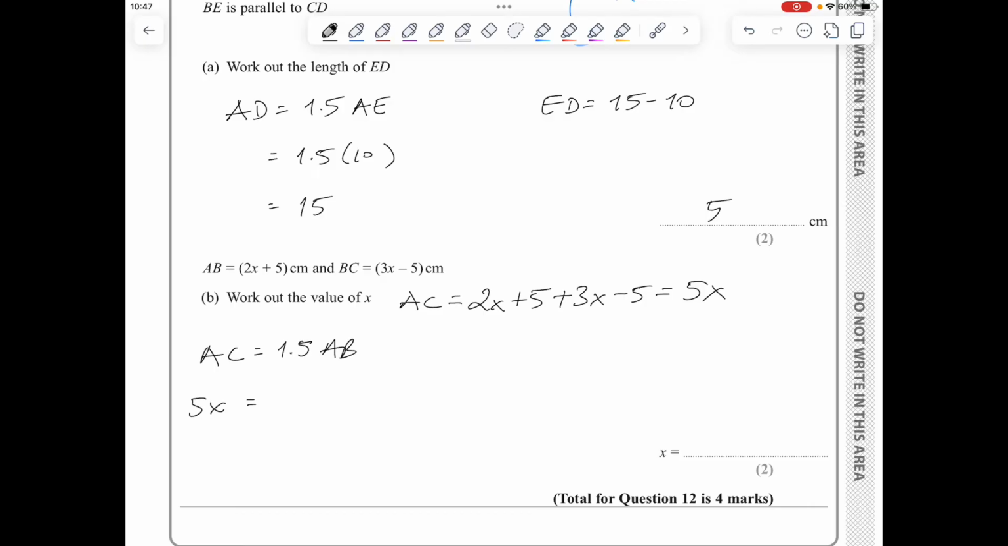5x is equal to 1.5 times 2x plus 5. Let's expand. 5x is equal to 3x plus 7.5. So 2x is equal to 7.5. Divide this by 2. x is 3.75.